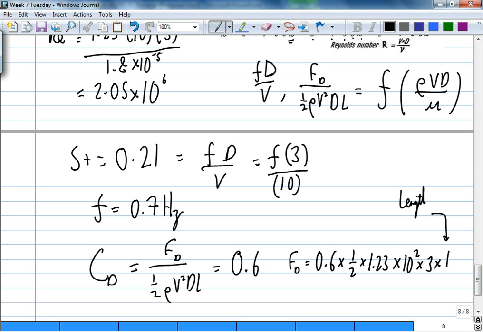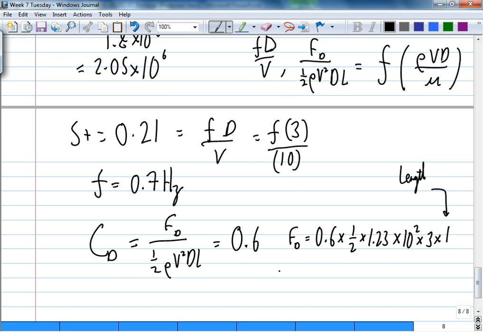Just for our case here, let's just work out the force for 1 meter of cylinder. Force per unit length. What is it? 0.7 newtons. So for 1 meter of our cylinder, this is the average force due to the wind.